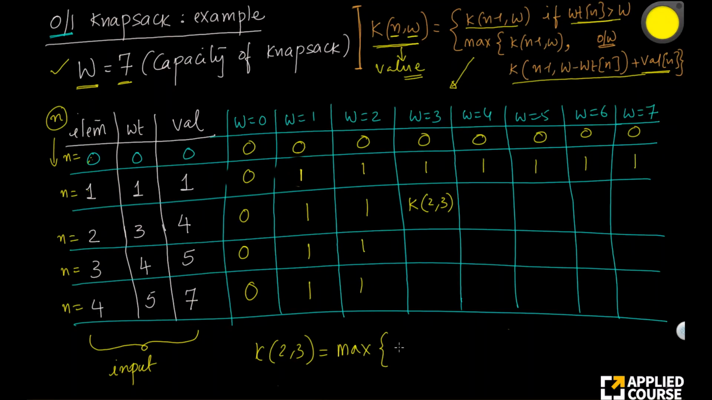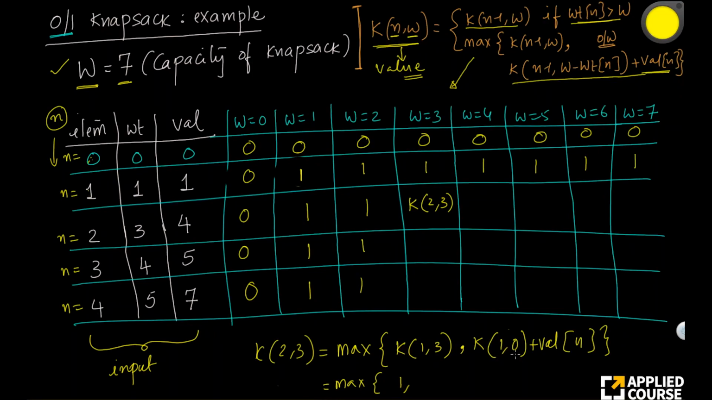Max of K n minus 1 is 1 and weight is 3, K13, or K of n minus 1, which is 1, and subtract WTN from W. What is W now? W equals 3. What is WTN? 3. If I subtract it, it becomes 0, plus the value of this item, value of n. N equals 2, value of n equals 4. This is what we have. So it is the max of K13, where n equals 1 and W equals 3, which is 1.